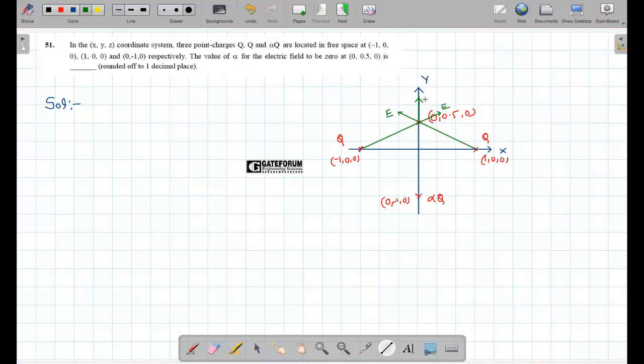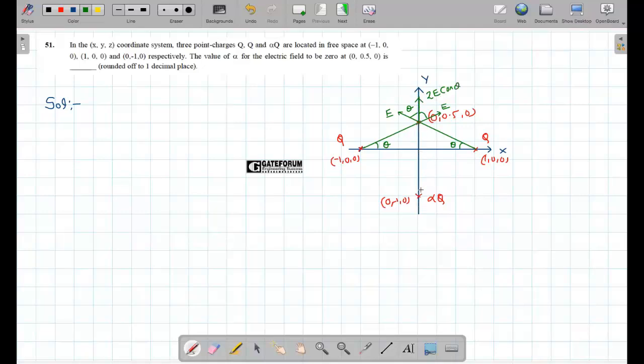So the resultant is going to be, now what is the angle between these? Let's say this angle is theta. This will be theta, then this is also equal to theta, and this is also equal to theta. We can determine this theta. So this is going to be 2E cos theta. Okay, this is one thing.